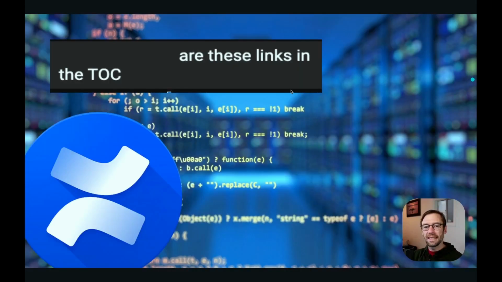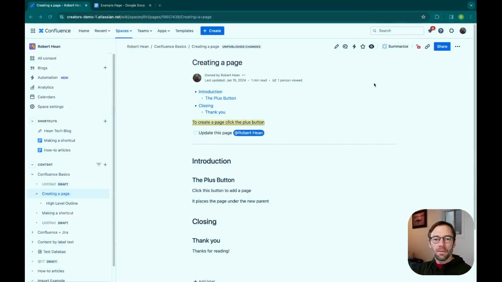Are those links in the TOC? I got a kick out of this question, and it kind of blew somebody's mind. TOC is short for Table of Contents, and I'll show you the exact page we were looking at. But here at the top, we can see some hyperlinks.